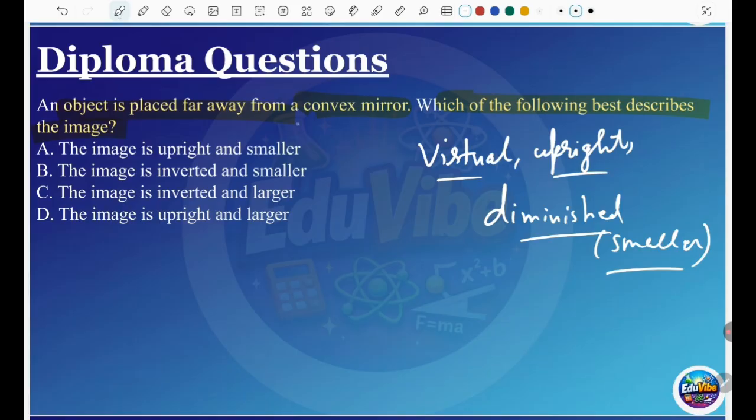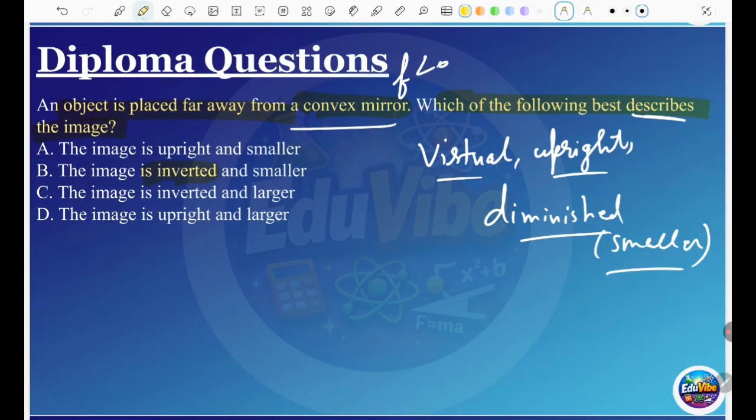So for the convex mirror, you have to know this: the focal length is less than 0, but this is not a mathematical one. You just have to know these things to find which option describes the image best. Firstly, they mention that the image is upright and smaller, which is the right thing.